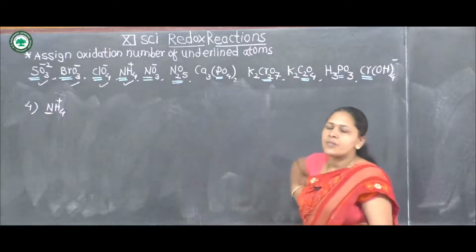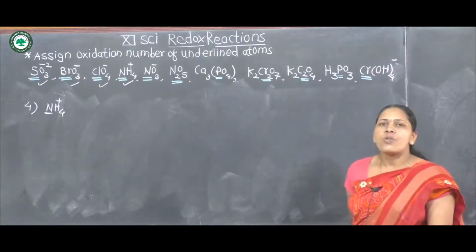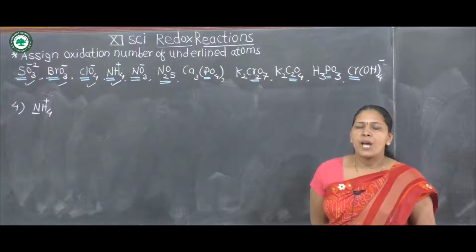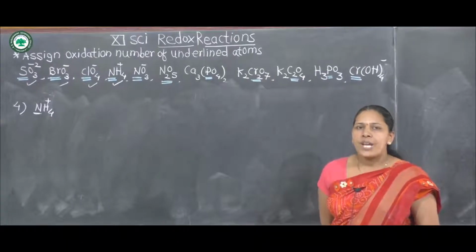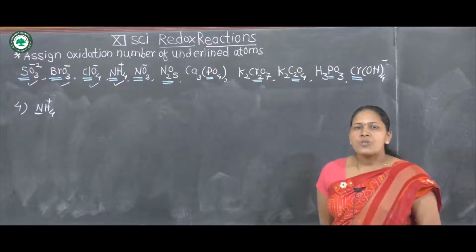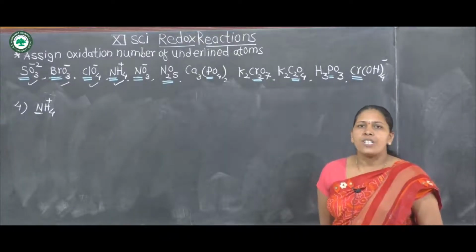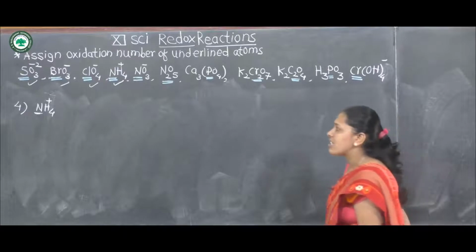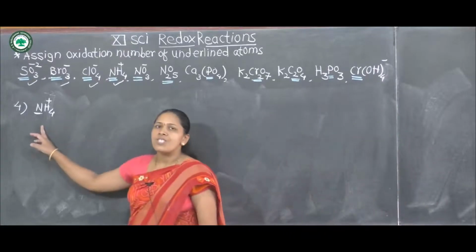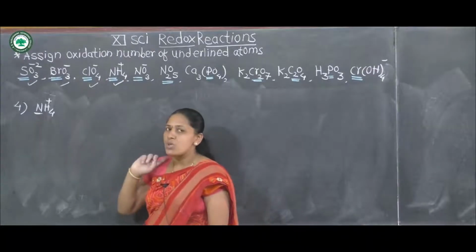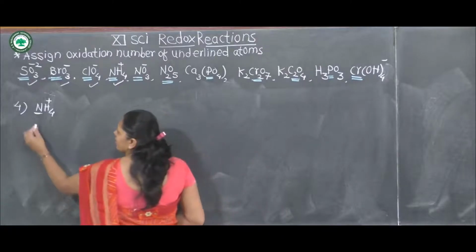We know that here nitrogen is attached to hydrogen. We know that the oxidation state of hydrogen is either +1 or -1. When hydrogen is attached to a non-metal, it shows +1 oxidation state. When it is attached to a metal, it shows -1 oxidation state. Here hydrogen is attached to nitrogen, which is a non-metal. Therefore hydrogen shows +1 oxidation state.